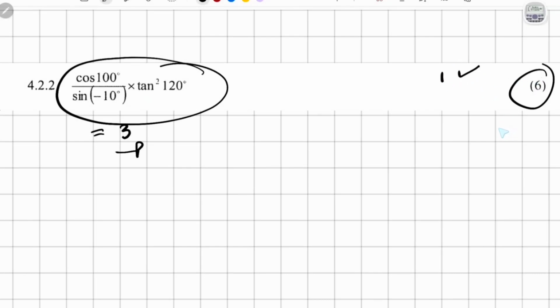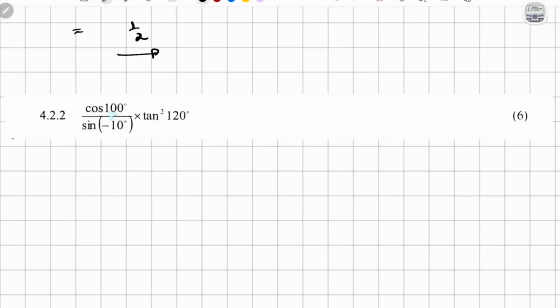That's all. So be careful not to do that. You actually need to do this instead. We have cos of 100 degrees divided by sine of negative 10 degrees times tan squared of 120 degrees. Okay, so how do we simplify this?